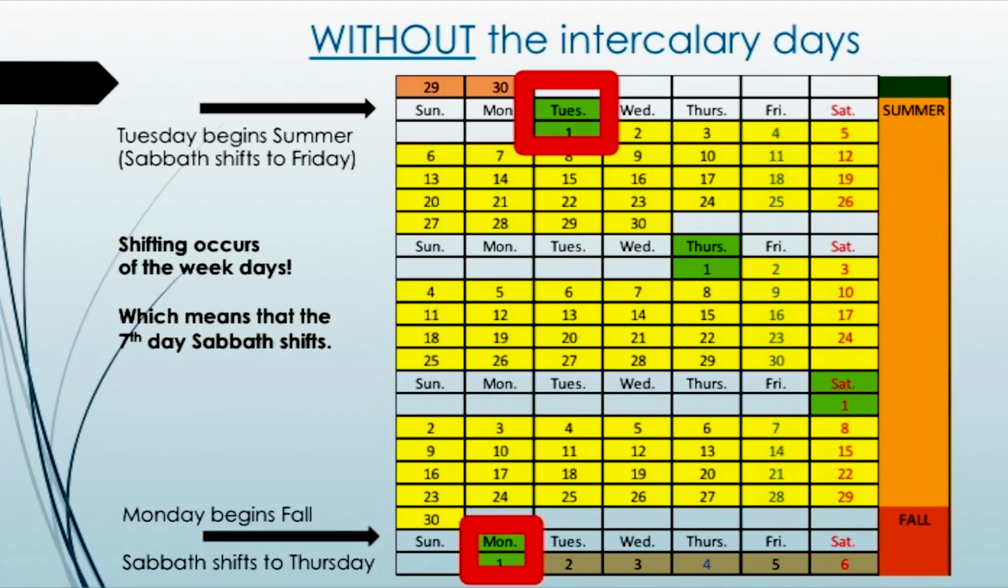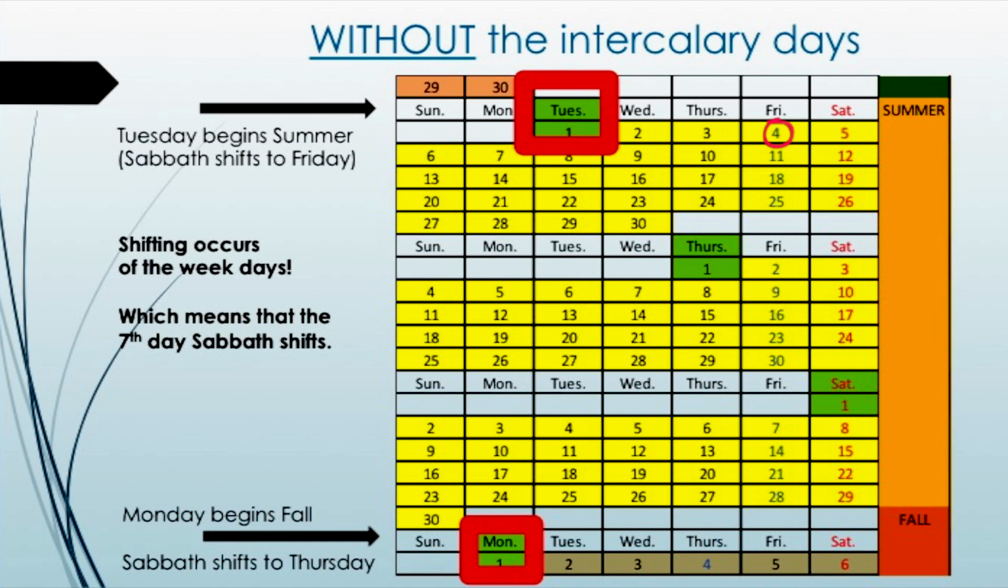Now look what happens if we don't add the intercalary days. Here's a diagram without the intercalary days. When you get to the end of your spring season, when you get to the end of the 3rd month, if you do not add a 31st day, the 1st day of summer would land on the 3rd day of the week. It would move forward 1 day. Now, if it moves forward 1 day on that Tuesday, the 4th day, your Shabbat would actually occur on Friday, not on Shabbat.